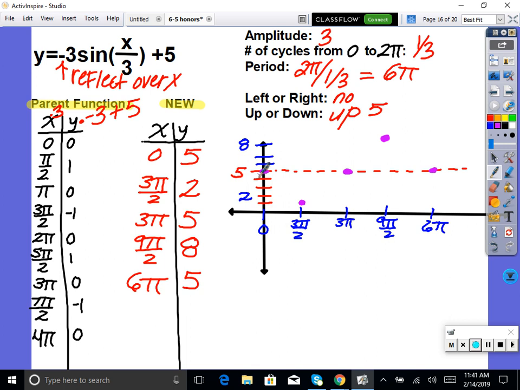And then looking at your graph here, does it make sense? It's reflected, so that makes sense. 0 min, 0 max, 0 went down first instead of up, and it shifted up.